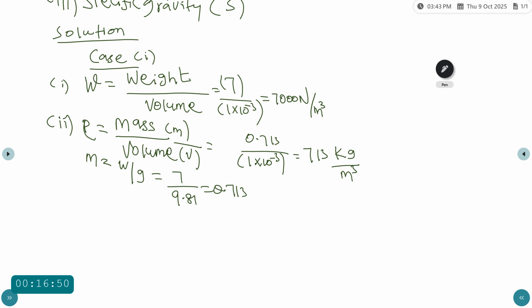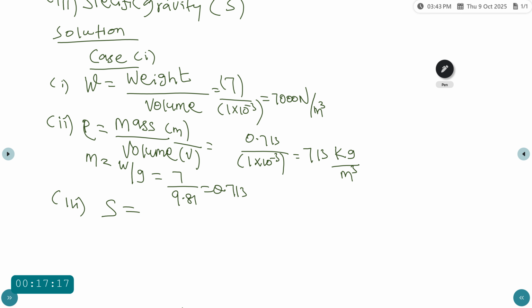Next to find is specific gravity. We know the symbol for specific gravity is given as S. For that we can use two relations: density of the fluid and density of water, or specific weight of the fluid and specific weight of water. But we have both the values.